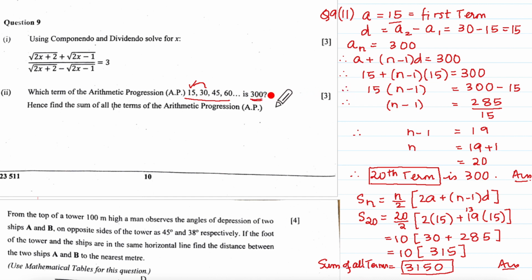Now the last term, let us say, is 300, so the nth term an is 300. Our an formula is a plus n minus 1 into d, that is equal to 300, and so we will substitute like so and just follow the steps. So n comes out to be 20, so 20th term is 300. Now we have to find the sum of all the terms. So sum of 20 terms, we use this formula, substitute and check out. Is your answer right? Write it in the comments.